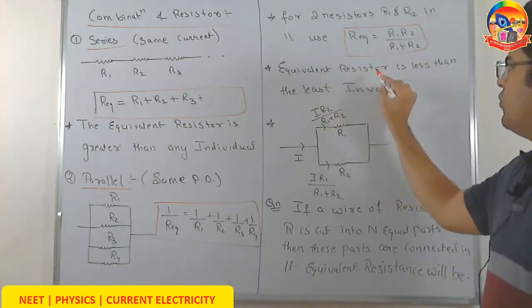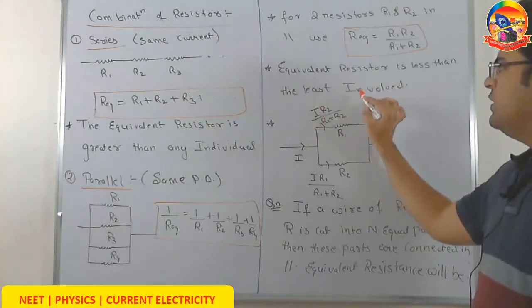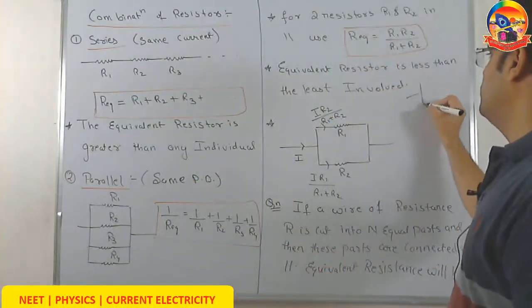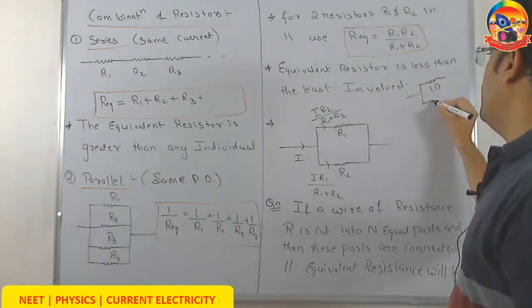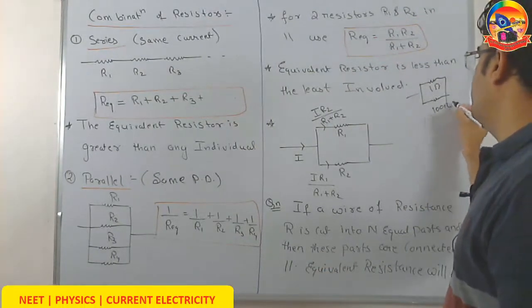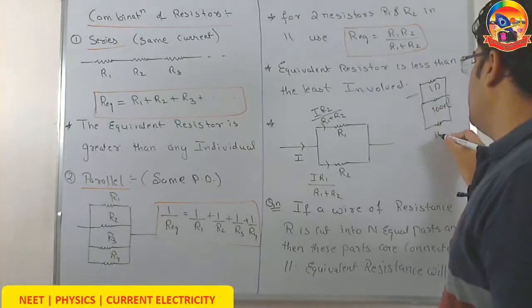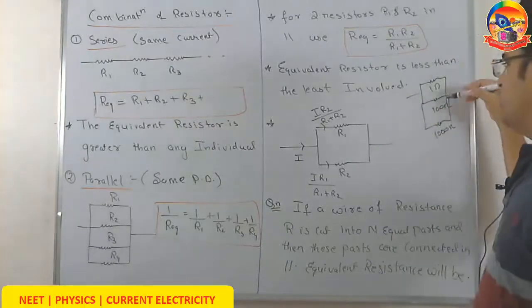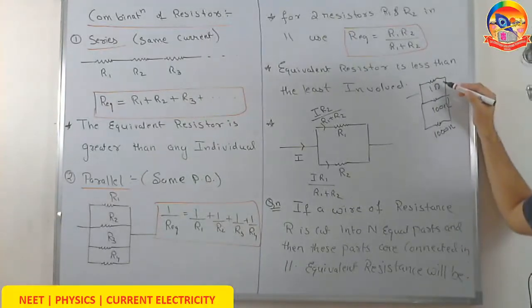Next, the equivalent resistance is less than the least involved. For example, if you have multiple resistors here, 1 ohm, 100 ohm, 1000 ohm, then the equivalent resistance comes out to be less than the least one involved. So the equivalent resistance will be even less than 1 ohm.